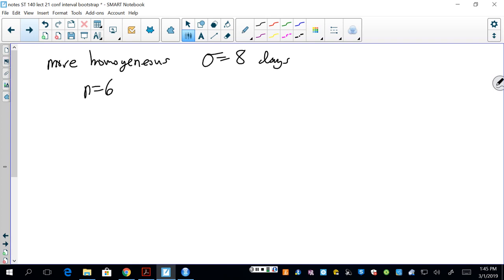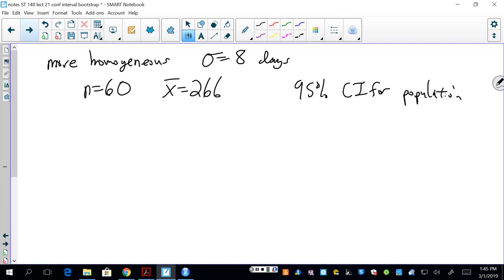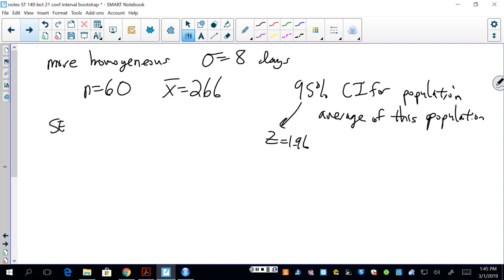Well, we get 60 women, and the average is 266, and I want to do a 95% confidence interval for the population average of this population. So for 95%, Z is going to be 1.96. Now what's the standard error of X bar? Well, sigma over the square root of n.